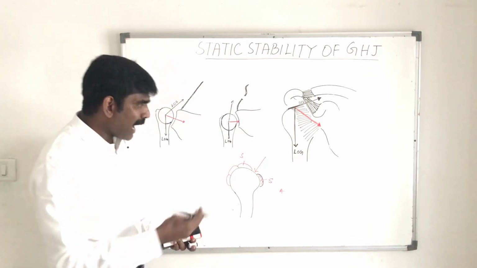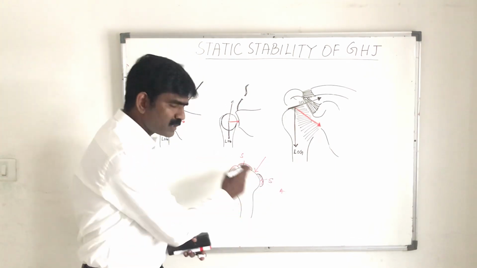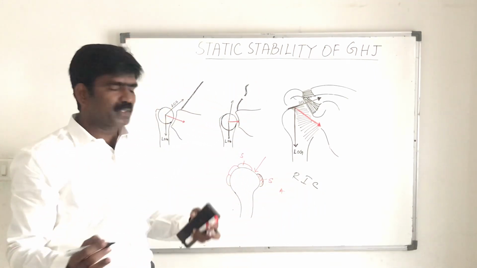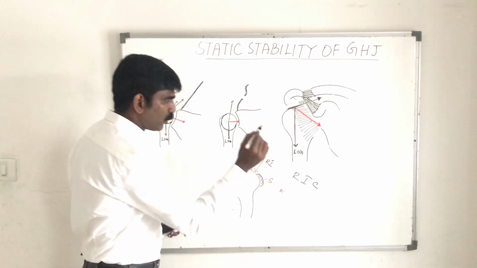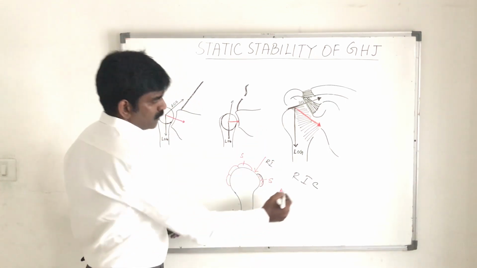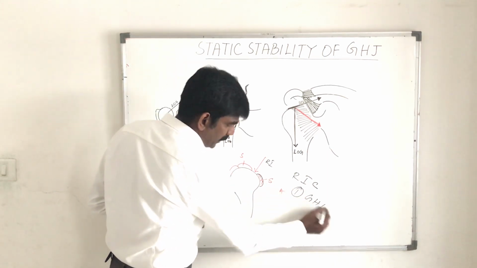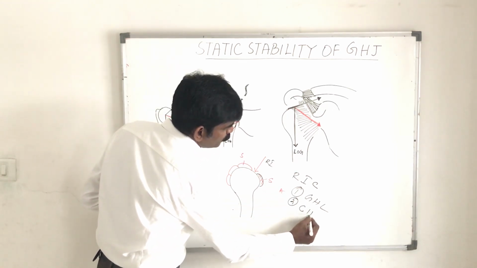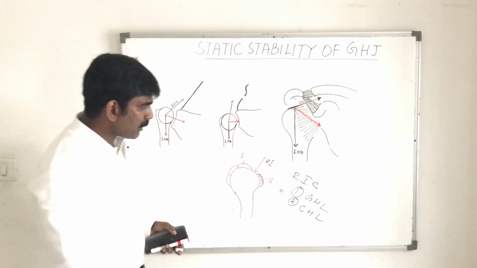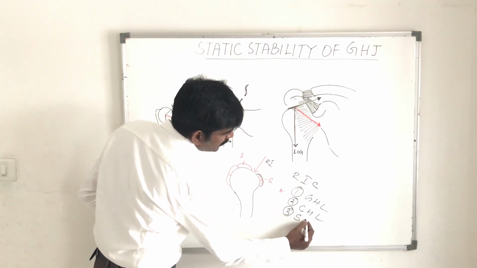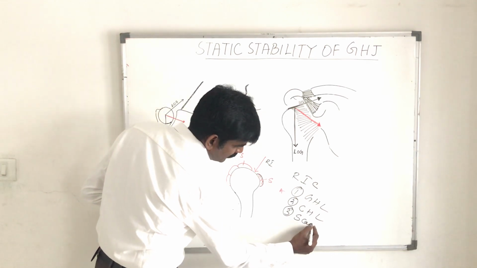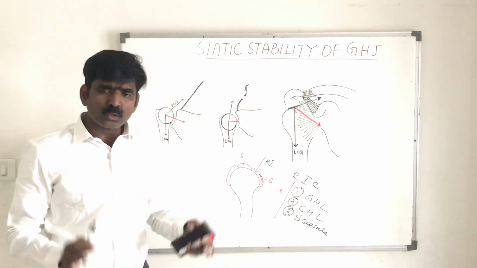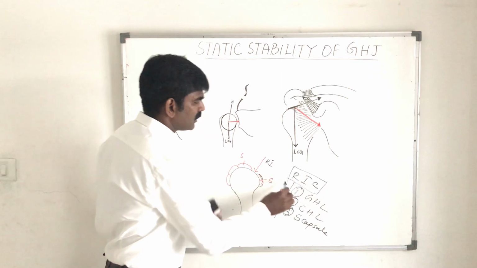So what is rotator interval capsule? Rotator interval capsule are the structures which are present within the rotator interval. So what are those structures? 3 structures: glenohumeral ligament, and second one is coracohumeral ligament, and third one is superior capsule, superior joint capsule of the glenohumeral joint. So these 3 structures together are called rotator interval capsule.